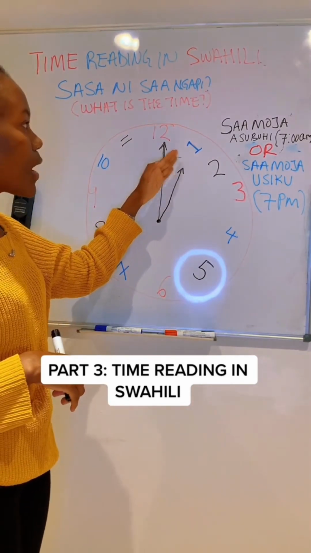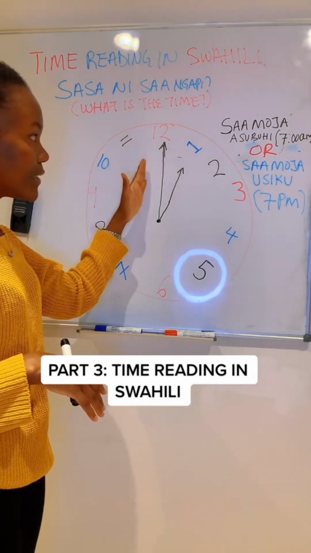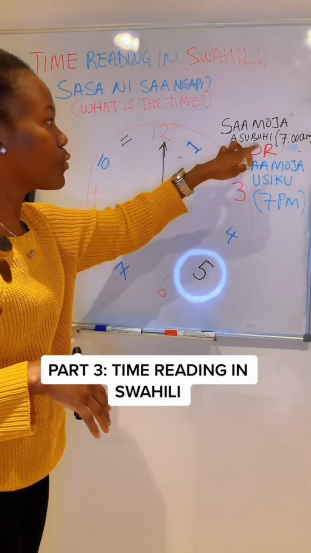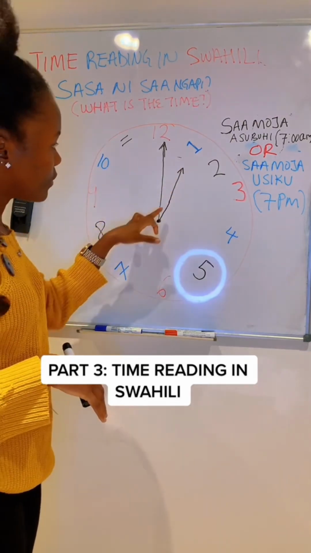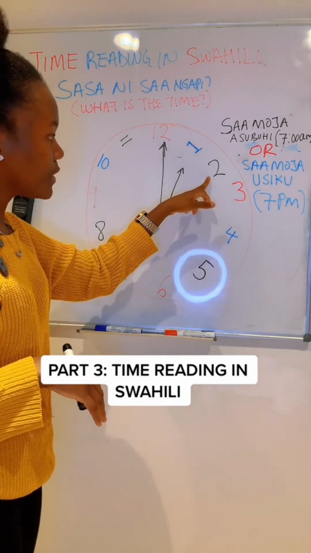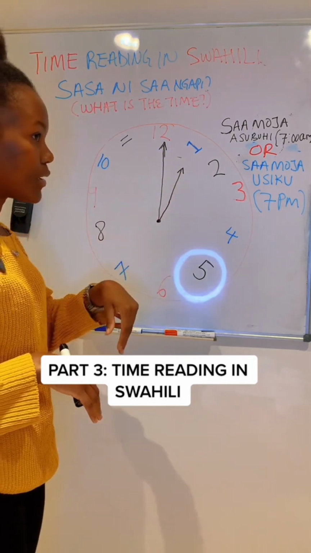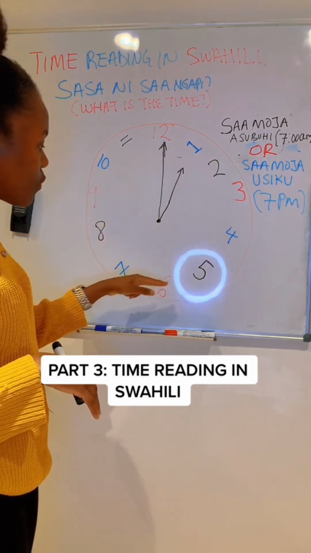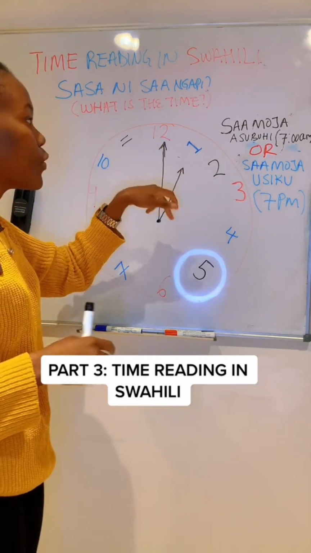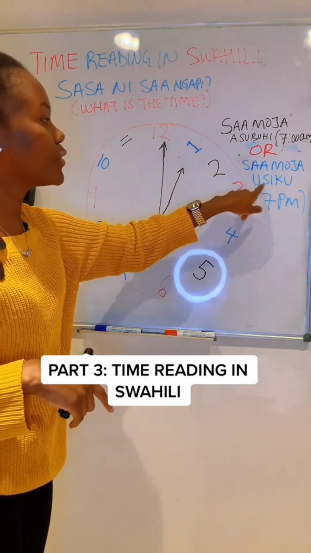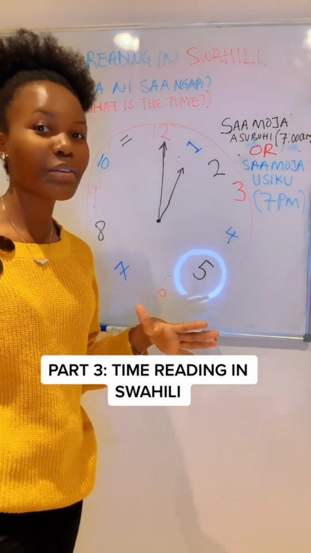Maybe it's now pointing at 1 and 12, and it's in the morning. In Swahili, we will read this as saa moja asubuhi, which means 7 a.m. in the morning. And when, for example, this has moved to here, we read this as saa mbili asubuhi, which means 8 a.m. in the morning. And once the clock has moved until now it's back to here, and now it's night time, we read this as saa moja usiku, 7 p.m. in the night.